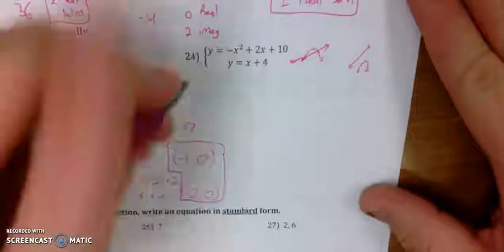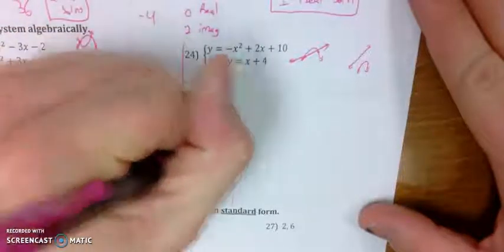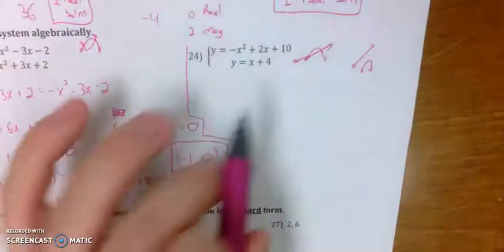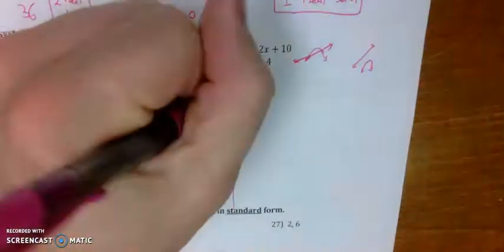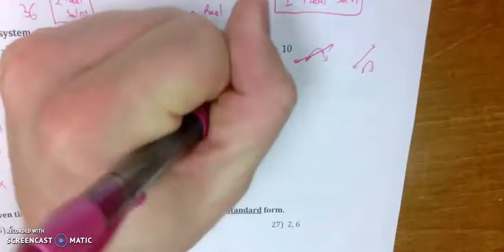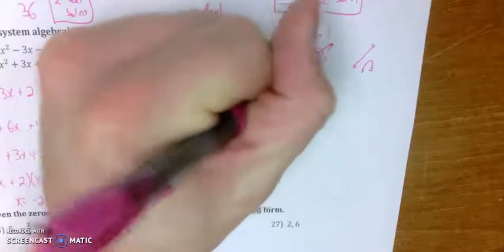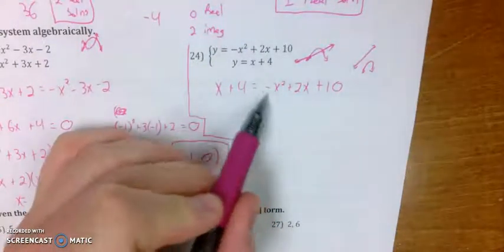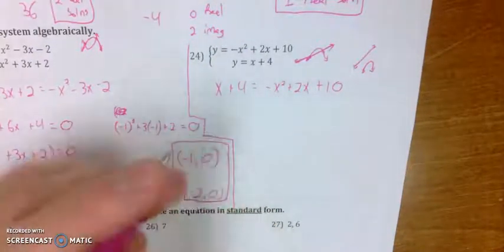All right, number 24, very similar. The only difference here is the fact that we don't have two separate quadratic terms. So I'm going to set them equal to each other again. x plus 4 equals negative x squared plus 2x plus 10. Move everything over to one side. Here the x squared is negative. I don't like that, so I'm going to scooch that over.